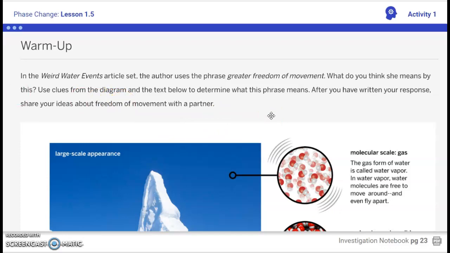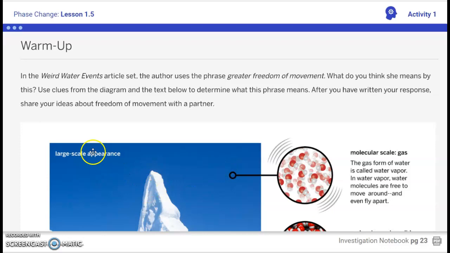In the Weird Water article set, the author uses the phrase greater freedom of movement. What do you think she means by this? Use clues from the diagram and the text below to determine what this phrase means. After you've written your response, share your ideas with your group. Just discuss it with your group. You can pause this so that you can answer your warm-up question.